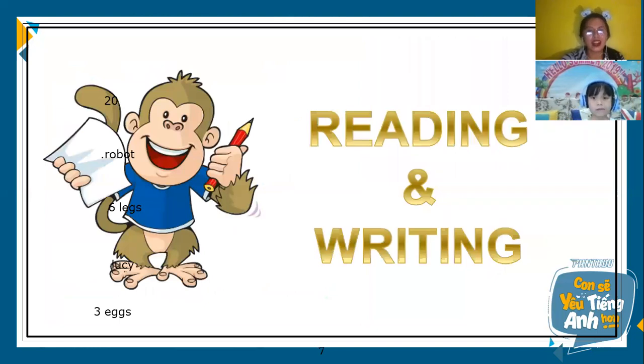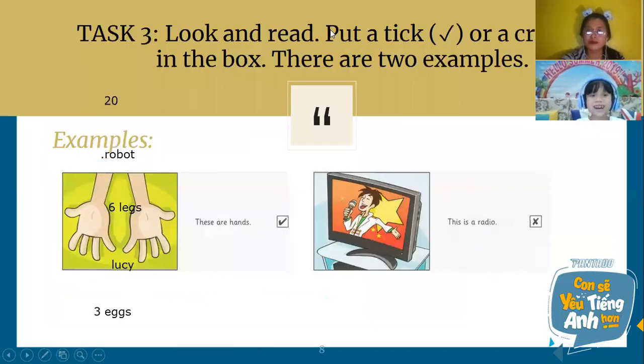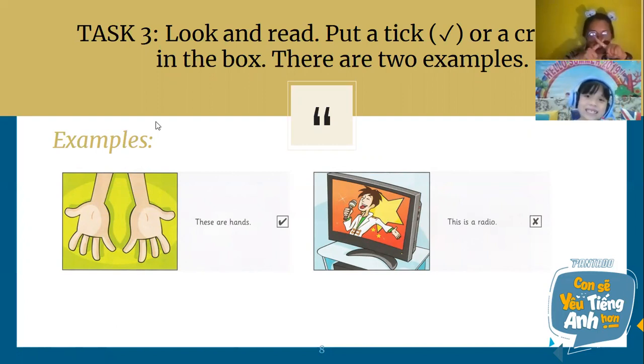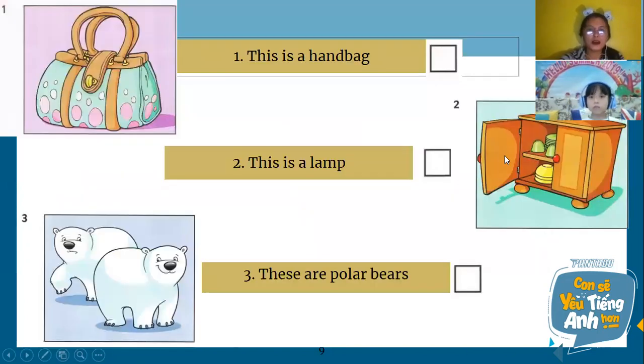Reading and writing. Okay? So for the reading and writing, what you gonna do? Look and read. Put a tick or a cross in the box. Okay? Yeah. Cross. Okay, like in the example there. Okay? Yes. All right. So, number one is there. Can you see number one? Yes, I see. Okay, go.